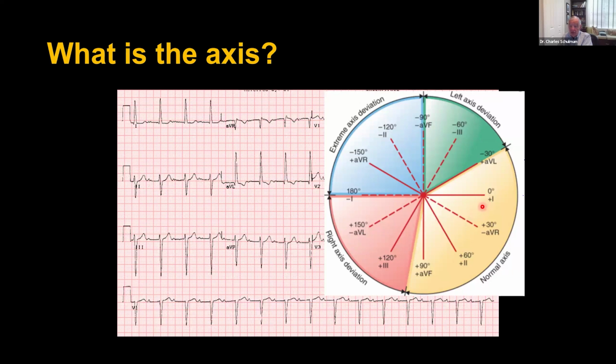So positive in 1 puts it on this side of the vertical. Negative in aVF puts it above the horizontal, so it's in here. Left axis deviation.